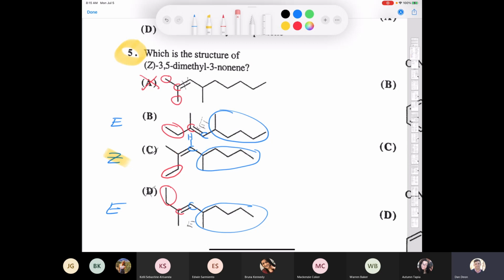Now let's double check. Let's take another look here and count up the carbons, because our longest carbon chain goes from 1, 2, 3, 4, 5, 6, 7, 8, 9. It's definitely a Z compound. We've already established that. It's definitely a 3-nonene, and we have methyl groups at carbons 3 and 5. So there we go, Z-3,5-dimethyl-3-nonene.